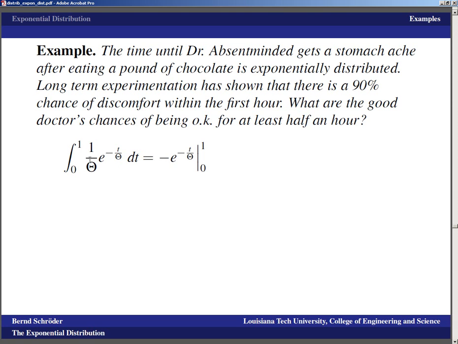differentiate it and verify that this really is the antiderivative of this integrand. And we have to take this negative e to the negative t over theta from 0 to 1, because those are our bounds. And we want to set that equal to 0.9, because we want this probability to be equal to 0.9.